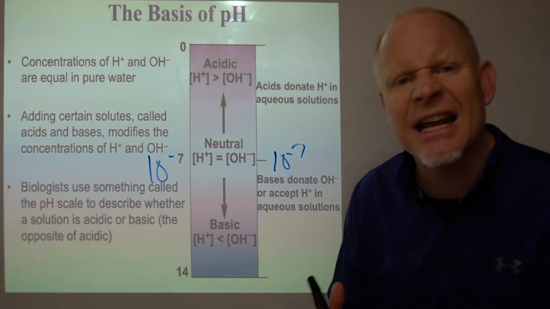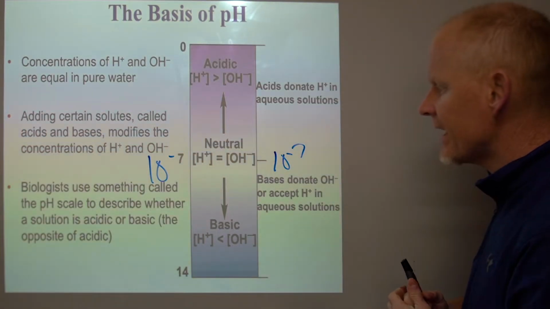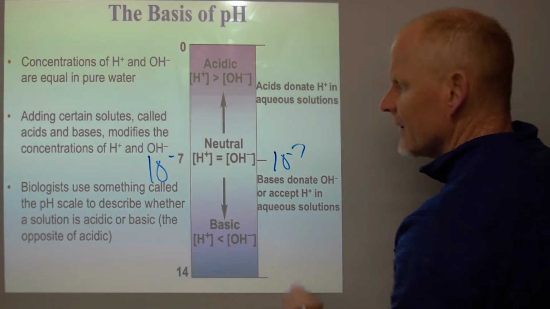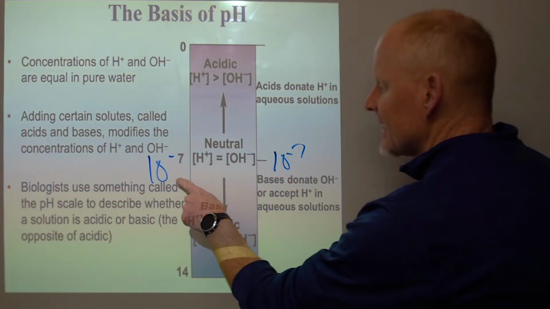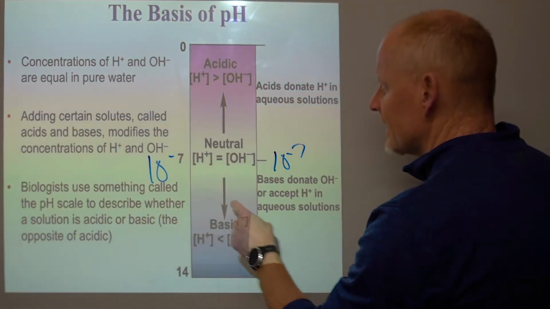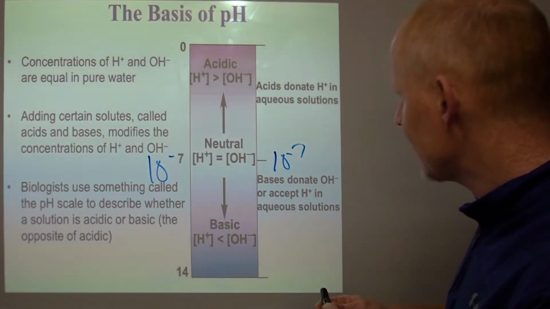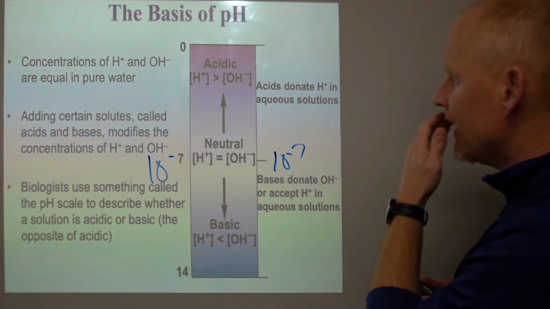We just take the negative logarithm of it, which I'll show you in the next slide. So this is the basis of pH. Now, if I change the number, as you'll see, if I make this 10 to the negative 6, then you're going to have to change the number over here also, right? So let's check this out.